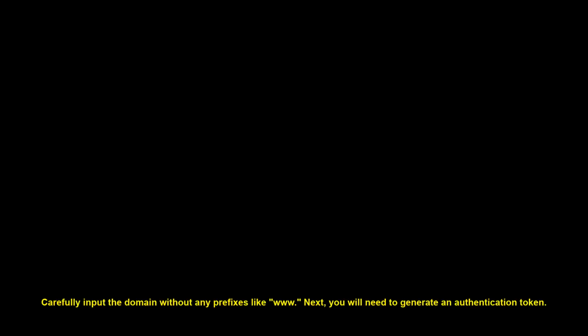Next, you will need to generate an authentication token. This token can usually be generated within your SEO tool or keyword tracking software. After obtaining the token, return to the VWO integration page. Paste the token into the appropriate field on the VWO integration setup. Ensure there are no extra spaces or characters in the token.